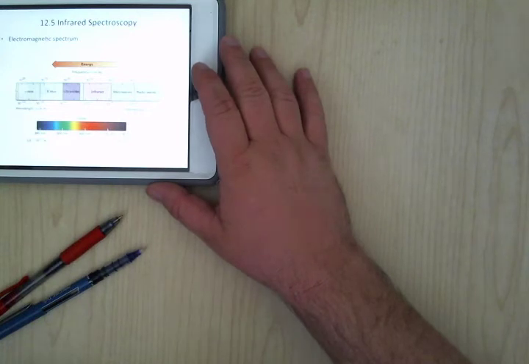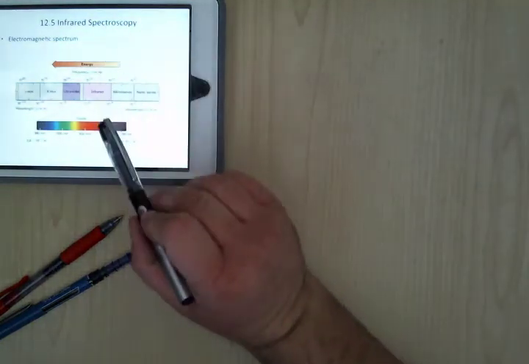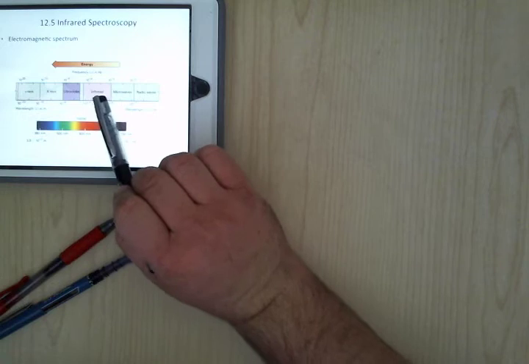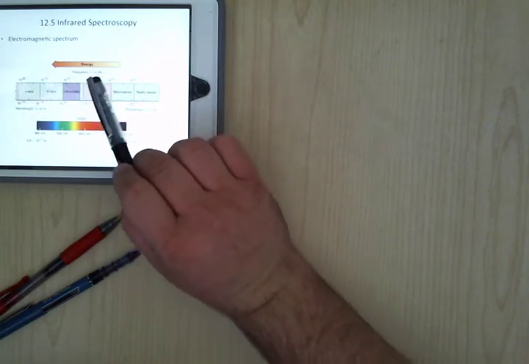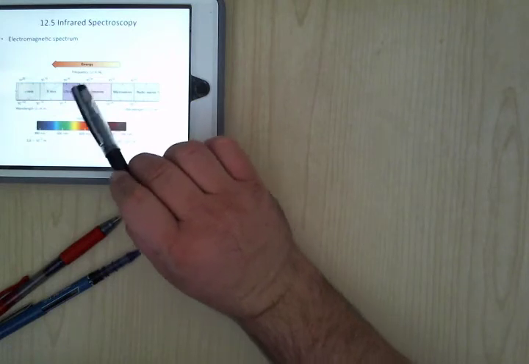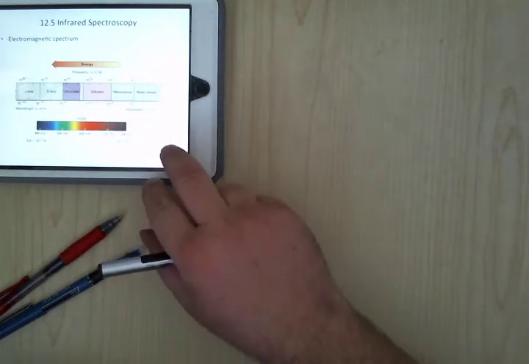So we're going to talk about infrared spectroscopy next. Particularly, we're going to be shining light in this infrared portion of the spectrum at our samples and seeing what happens.